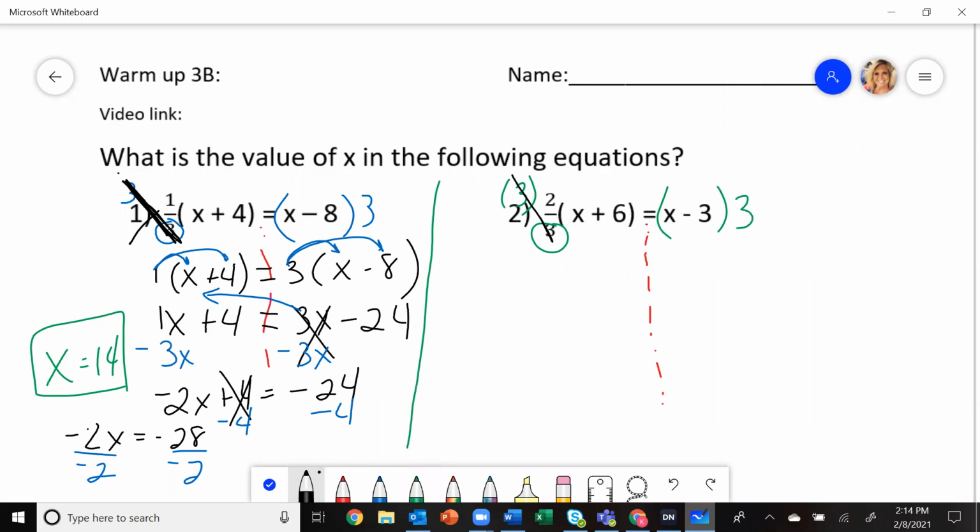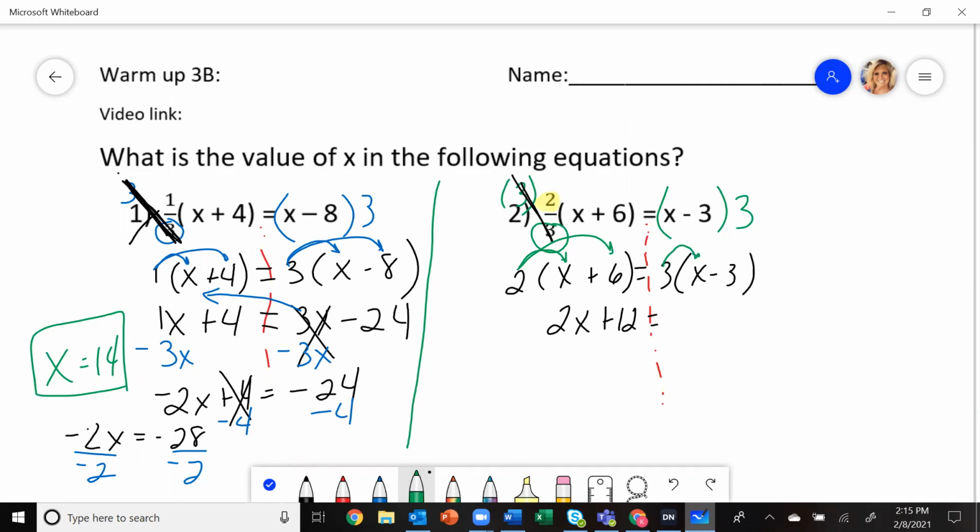When I do that, these cancel, but I have a 2 up there. Don't forget about this 2 up here. So it's going to be 2 times x plus 6 equals 3 times x minus 3. Now we can distribute and solve. So 2 times x and 2 times 6, 2x plus 12 equals, now we have 3 times x and 3 times negative 3. So you have 3x minus 9.